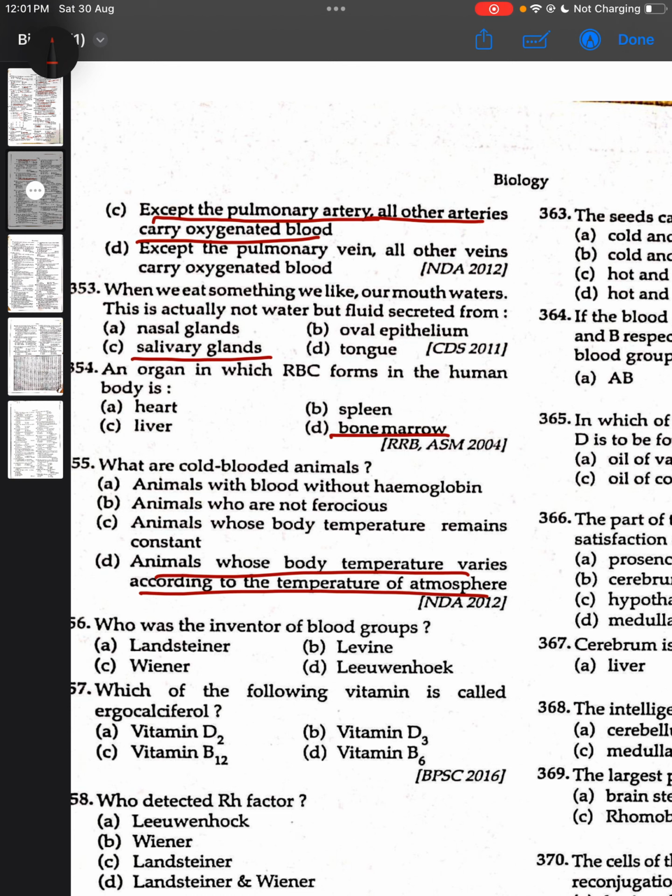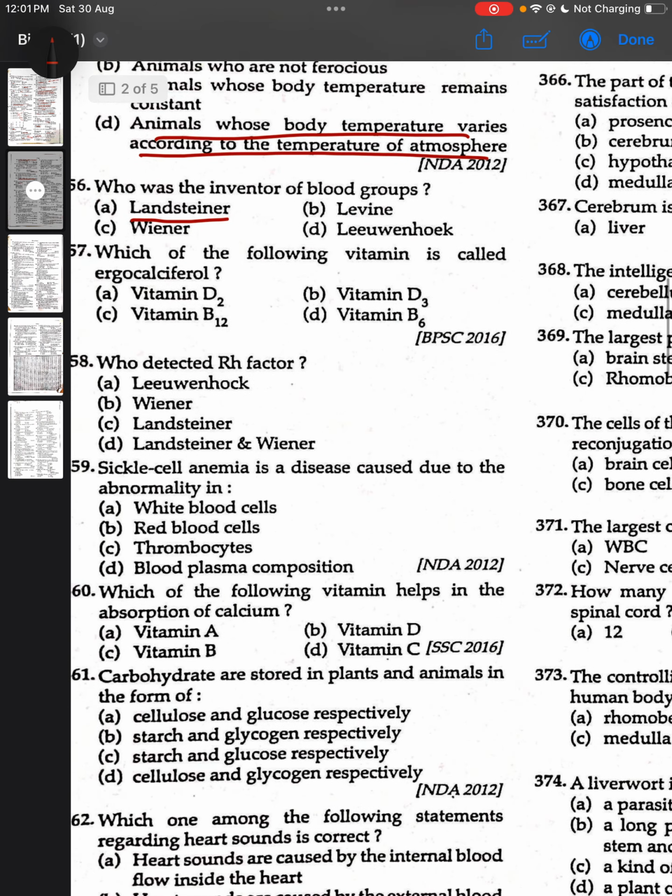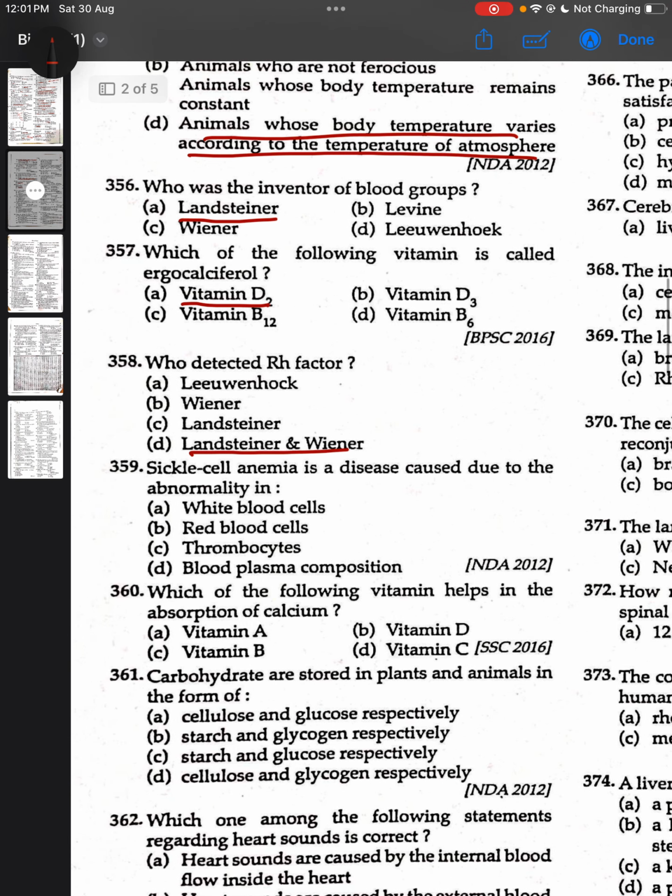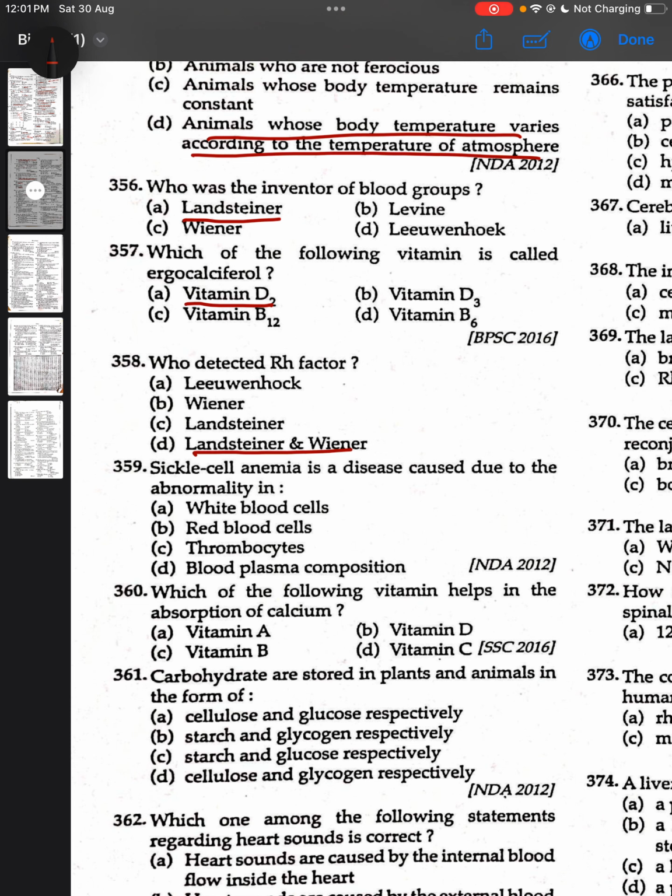Who has invented the blood group? Carl Landsteiner. Which of the following vitamin is called ergocalciferol? Vitamin D2, and D3 is known as cholecalciferol. Who detected Rh factor? Landsteiner and Weiner in 1940. Sickle cell anemia is a disease caused due to abnormality in red blood cell, and normal red blood cell is biconcave in shape. In sickle cell anemia, it is converted into sickle shape.